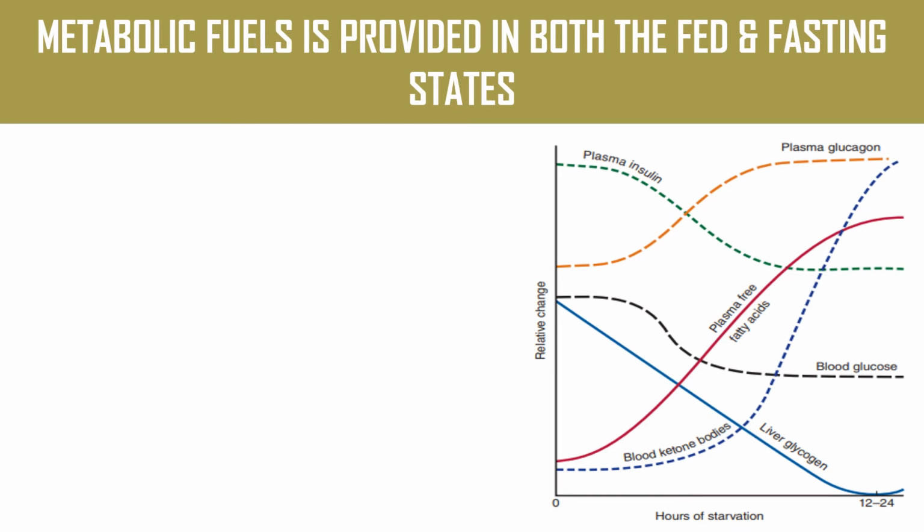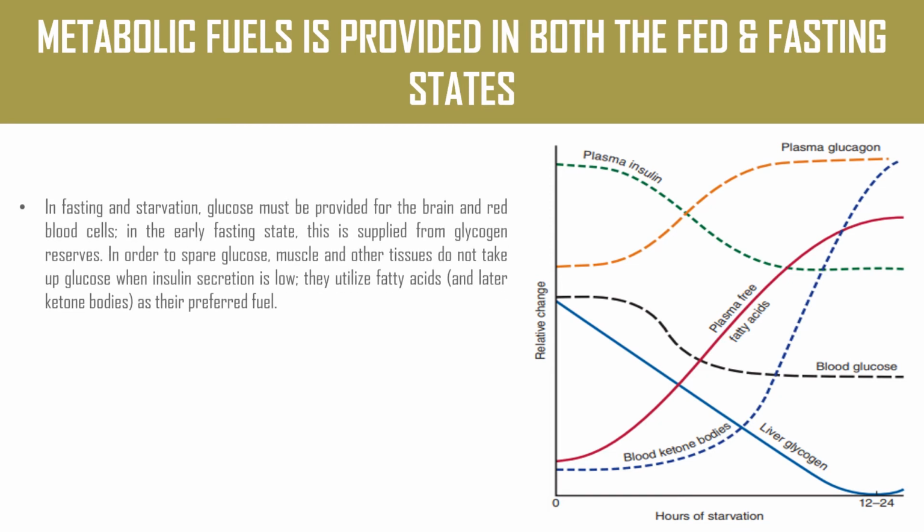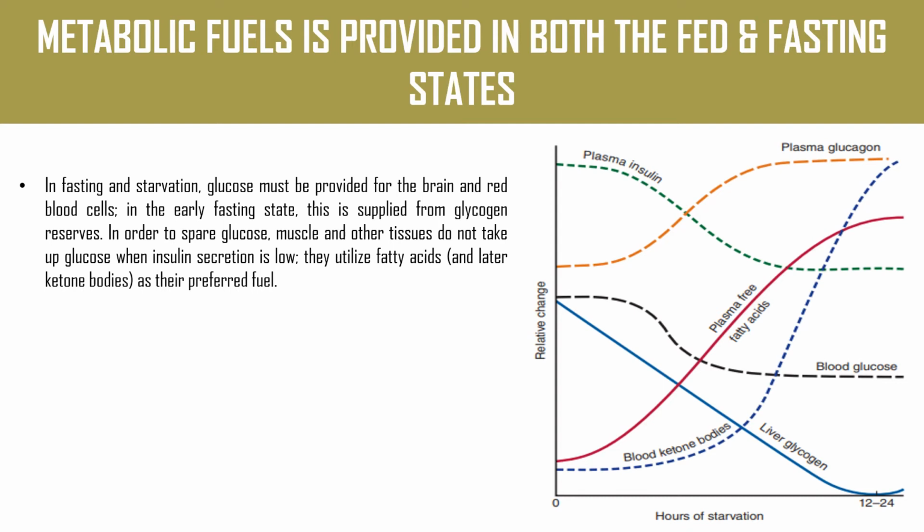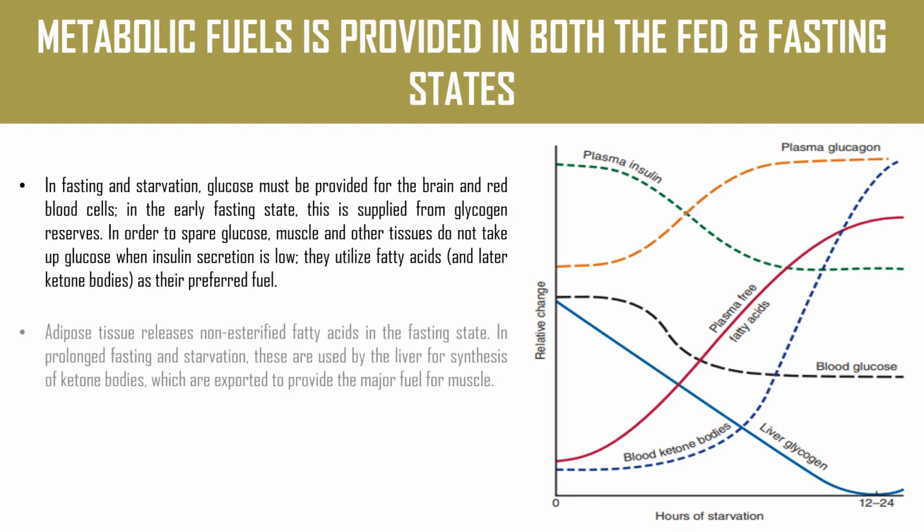Metabolic fuels are provided in both the fed and fasting state. In fasting and starvation, glucose must be provided for the brain and red blood cells. In the early fasting state, this is supplied by glycogen reserve in order to spare glucose. Muscles and other tissues do not take up glucose when insulin secretion is low. They utilize fatty acids and later ketone bodies as their preferred fuel.